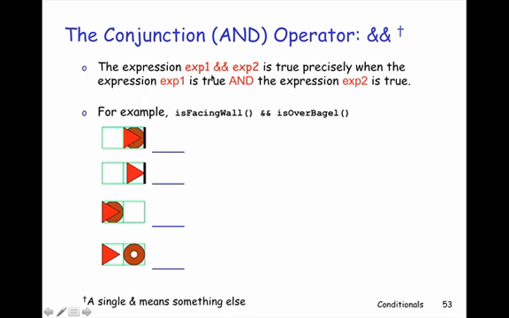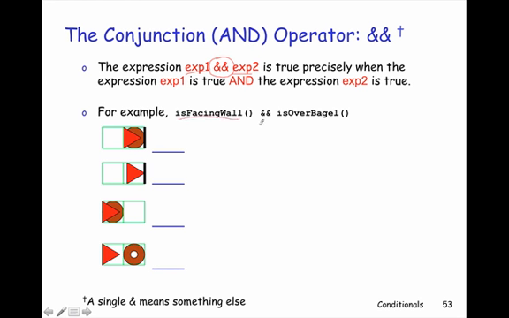We also have Boolean operators that can combine the values of two Boolean expressions. The first such operator is the conjunction or AND operator, which is written as two ampersand signs and pronounced AND. So we say expression 1 and expression 2. And the value of this AND expression is true if and only if the values of its two sub-expressions are true. Let's look at an example.